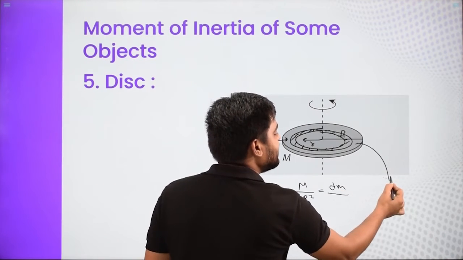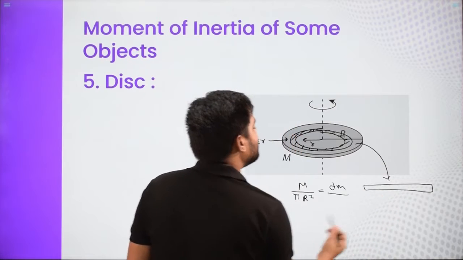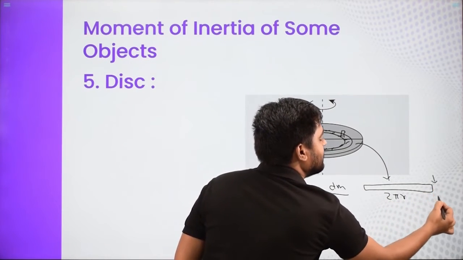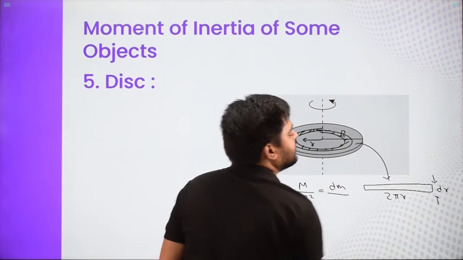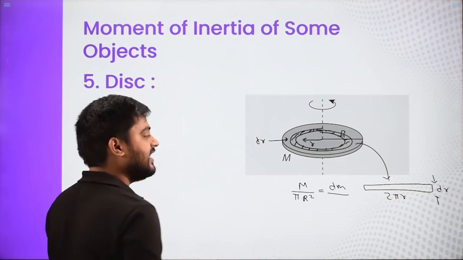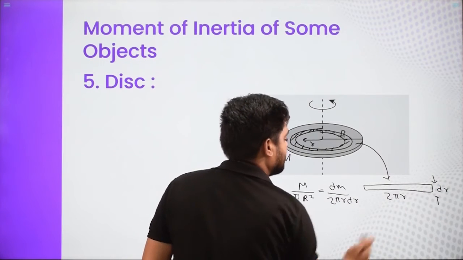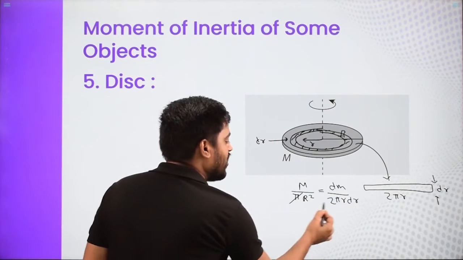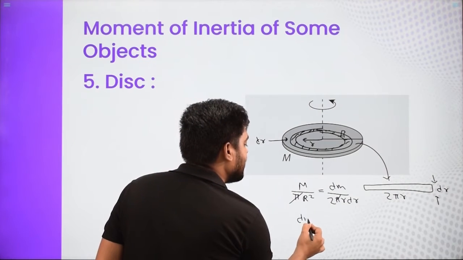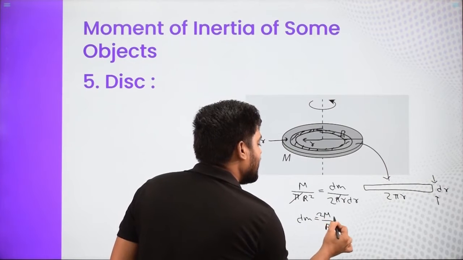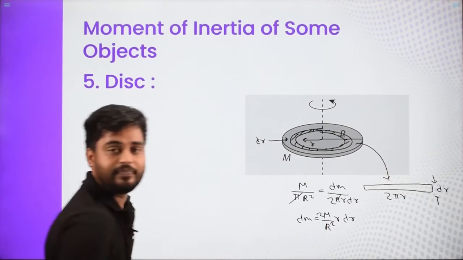You can take this ring and expand it, and eventually the length of the ring becomes 2 pi r, while the width is nothing but dr. Treat it as a rectangle, and the area is going to be 2 pi r dr, length into width. When you solve it, pi is gone, and you get dm equal to 2m by r square, times r dr. So this is my dm.